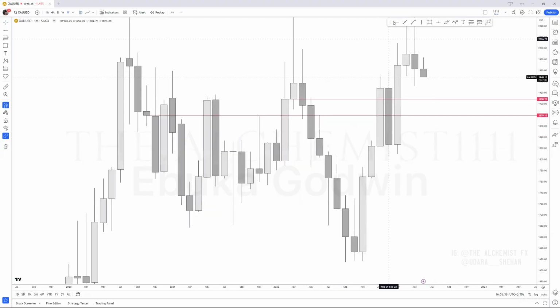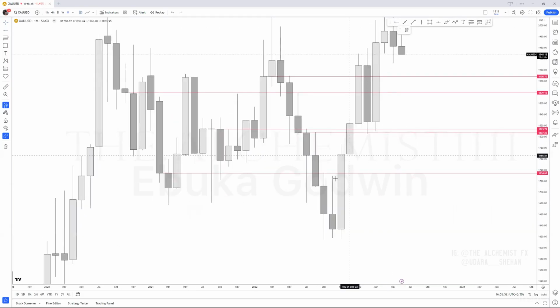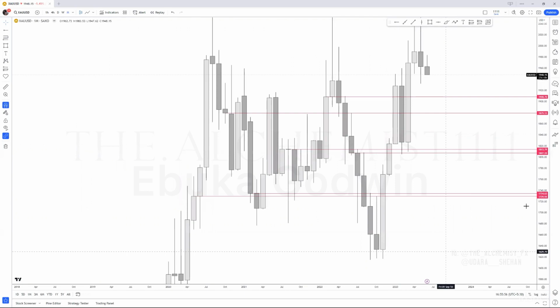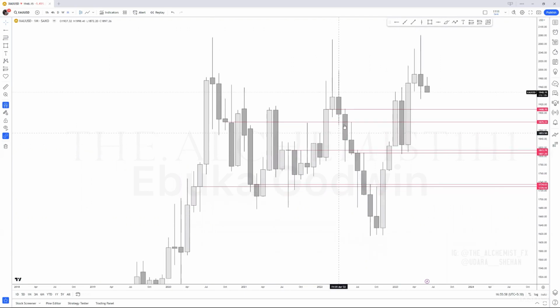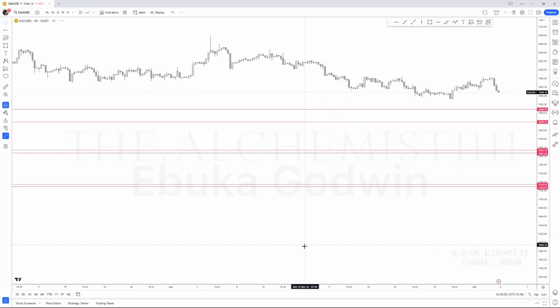Where was the high of this candle made? Closing price. Where was the high of this candle made? Closing price. Look at this, where's the high of this candle made? Closing price. Okay, so now we're not going to rely on this though. I'm just showing you how strong these monthly closing prices are. Can you see that?